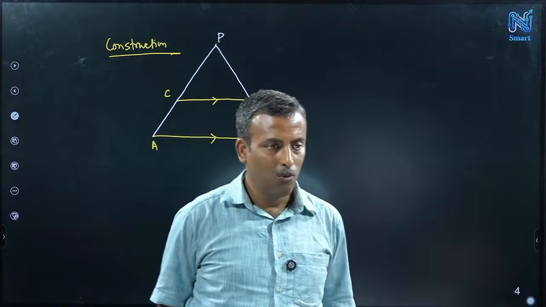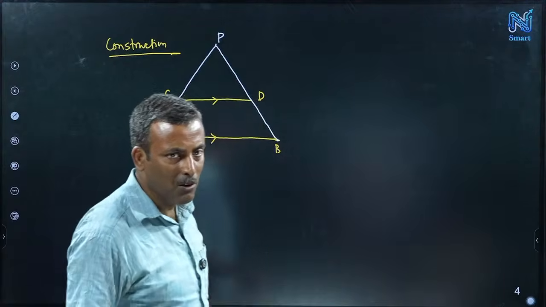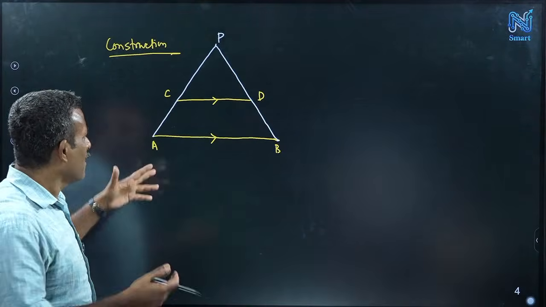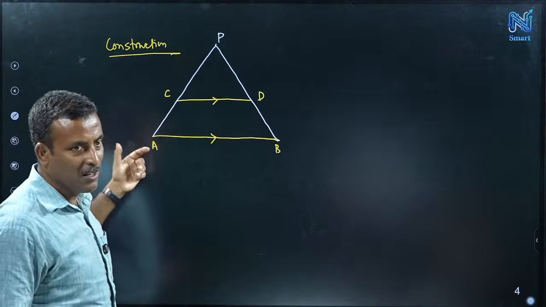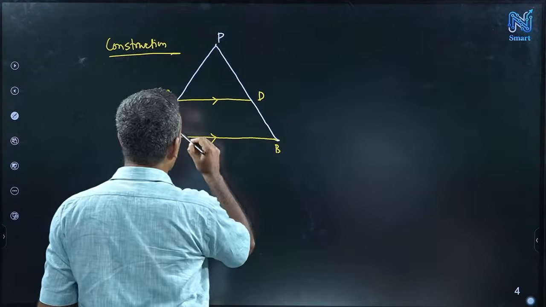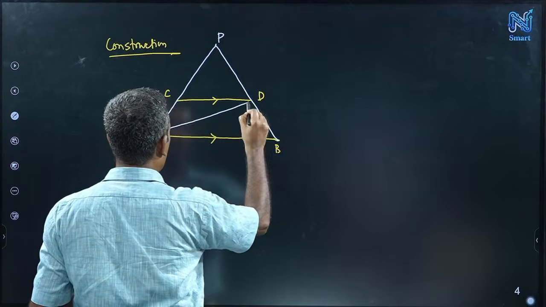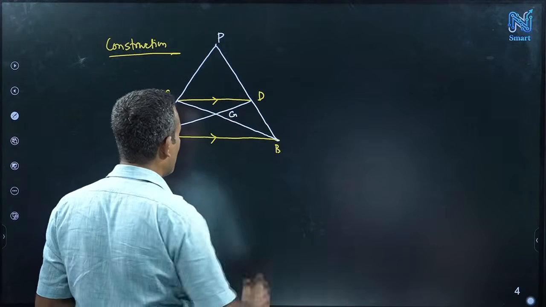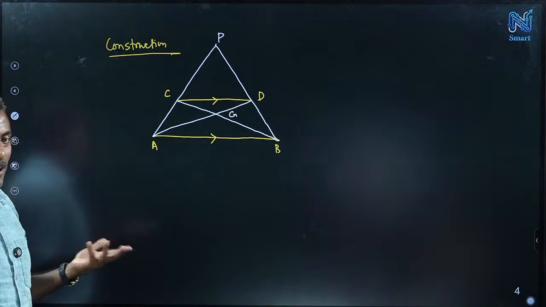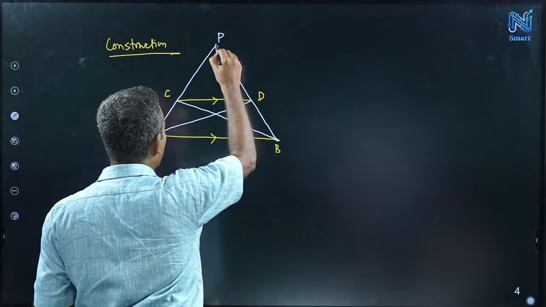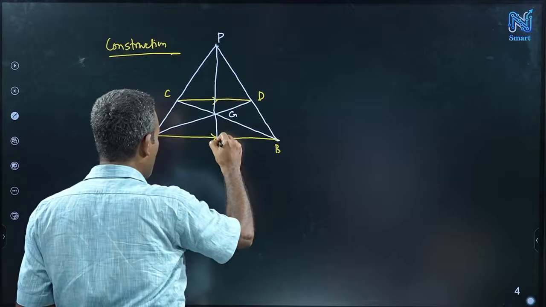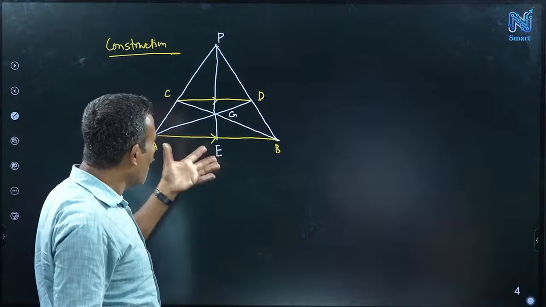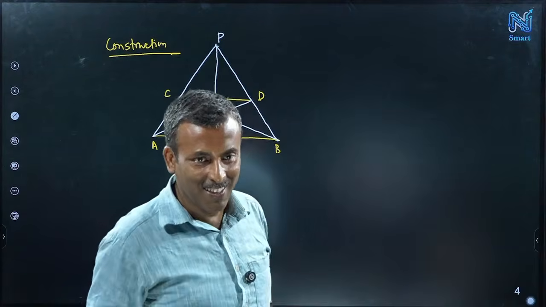Then we join, which points do you want to join? No need of joining AP now; you just join AD, and then you get a new point, say G. Next we can join P and G, and say this meets AB at E. Now we have a triangle and these concurrent lines.